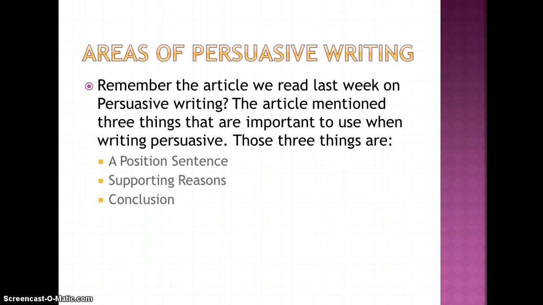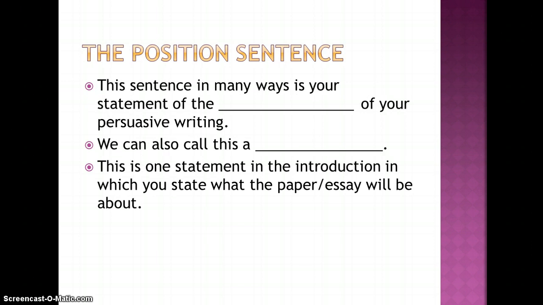We also read an article last week about persuasive writing. The article mentioned 3 things that are important to use when writing persuasive, and those 3 things are a position sentence, supporting reasons, and a strong conclusion. We're going to spend the next few minutes going through each of those areas in better detail. And we're going to start with the position sentence.